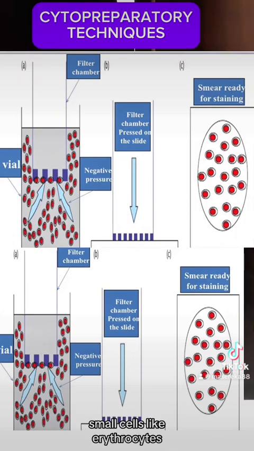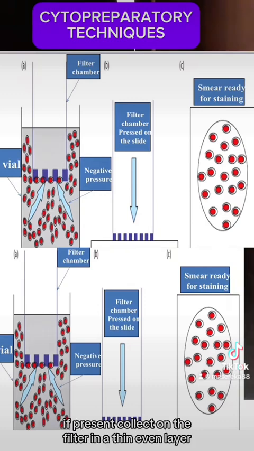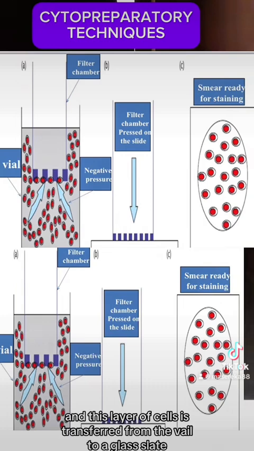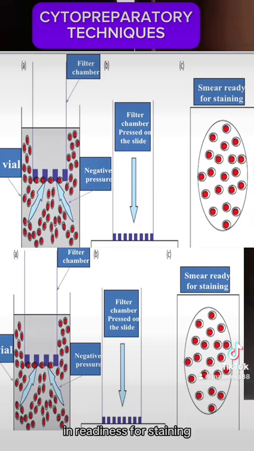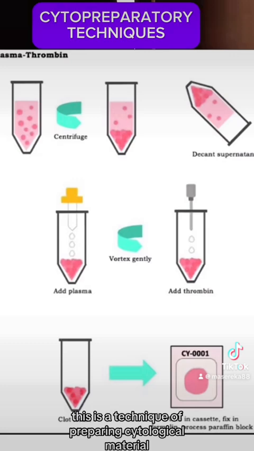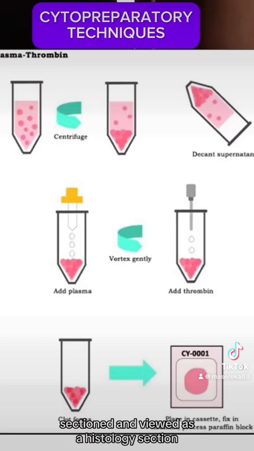Small cells like erythrocytes or red blood cells and white blood cells and the unwanted debris pass readily through the filter, whereas the large cells, including tumor cells, if present, collect on the filter in a thin, even layer. And this layer of cells is transferred from the vial to a glass slide in readiness for staining. Number 6, cell blocks. This is the technique of preparing cytological material so that it can be processed, sectioned, and viewed as a histology section.